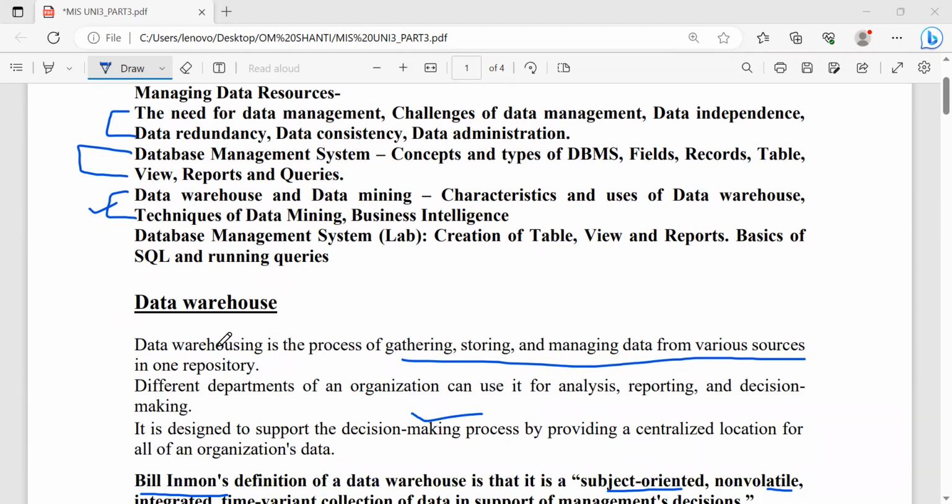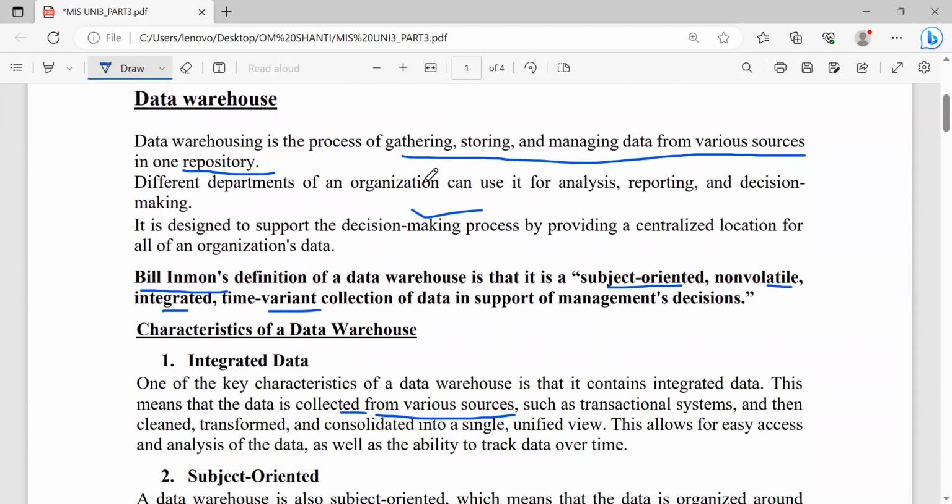What is a data warehouse? A data warehouse is a large collection of data. In a database, we have the data in tabular form, in relation form, and a data warehouse contains a large amount of data. So we can define a data warehouse as gathering, storing, and managing data from various sources in one repository. There is one repository where you gather and store all the data. That data is useful for decision making. We analyze that data and can make reports with the help of the data warehouse. So decision making will improve for any business.